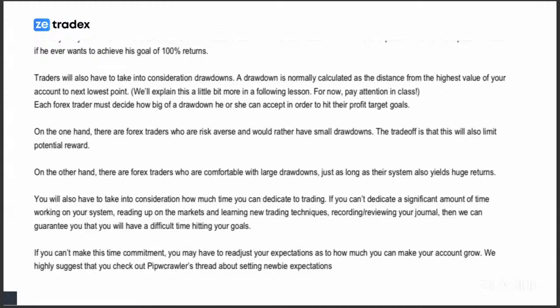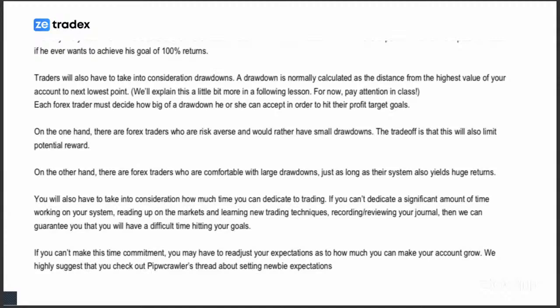You also have to take into consideration how much time you can dedicate to trading. If you can't dedicate a significant amount of time working on your system, reading up on the markets and learning new trading techniques, recording and reviewing your journal, then we can guarantee you that you will have a difficult time hitting your goals. If you can make this time commitment, you may have to readjust your expectations as to how much you can make your account grow.